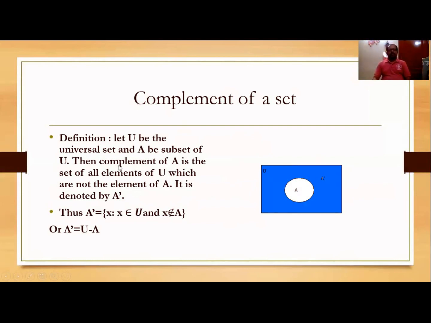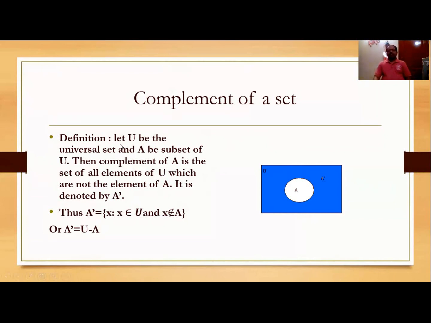The definition of the complement of a set is like this: let U be the universal set and A be a subset of U. Then the complement of A is the set of all elements of U which are not elements of A. That is denoted by A dash. We'll define it once again.